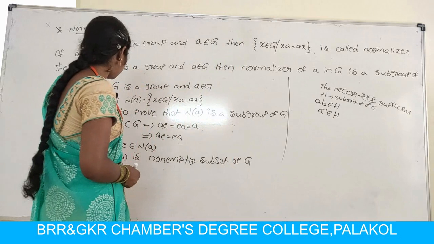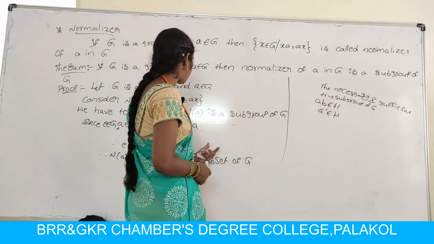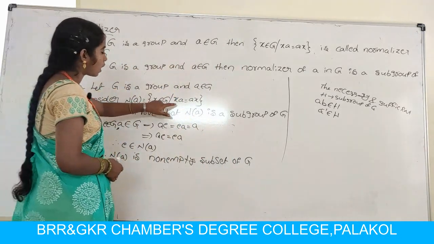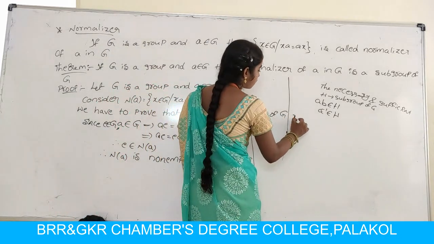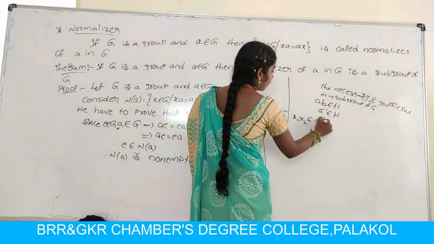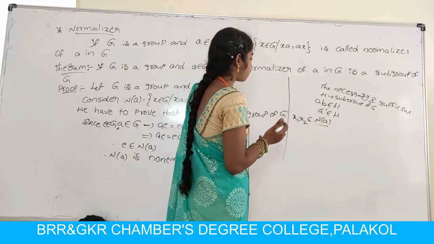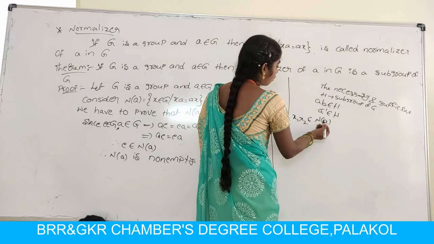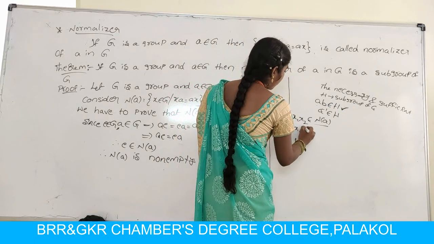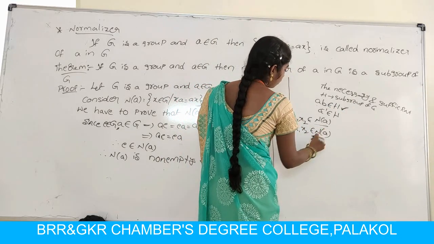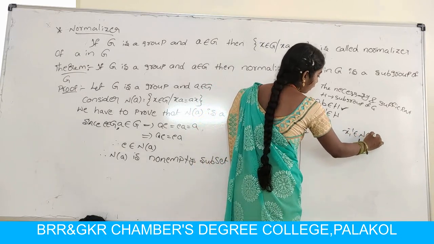So this theorem we have to prove. Already you know that N of A is a non-empty subset of Z. So consider elements x1, x2 belongs to N of A, where N of A is the normalizer. We have to prove the normalizer is a subgroup of Z. So first, x1 x2 belongs to N of A. Second, x1 inverse belongs to N of A.